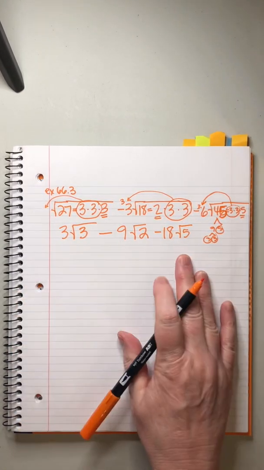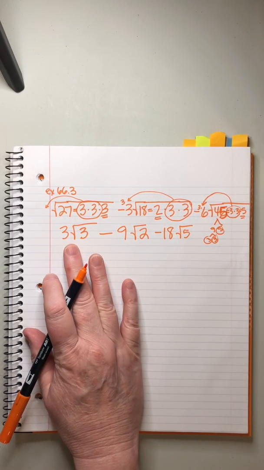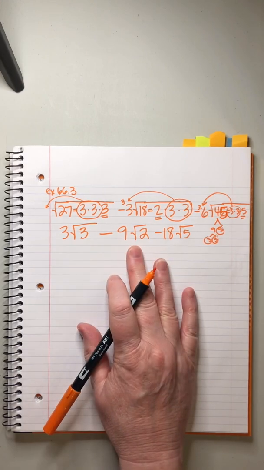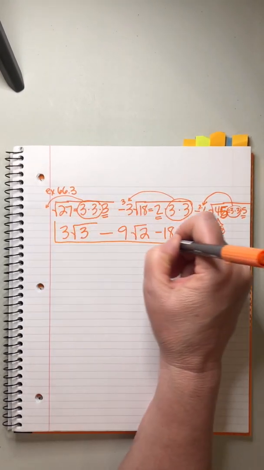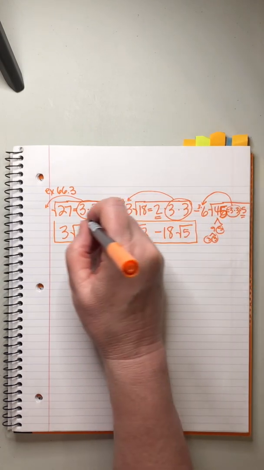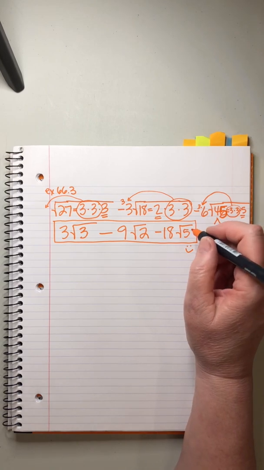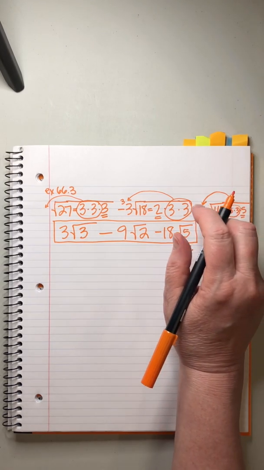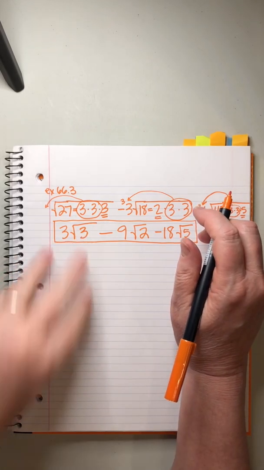All right, so I simplified these, and it looks really good, but nothing matches. But that's okay. This is the right answer: 3 square root of 3 minus 9 square root of 2 minus 18 square root of 5. We can't go any further in that problem, but at least we simplified each one of the radicals, and you know, they look pretty good, right? Okay, so that is some practice in simplifying radicals when we're trying to add them, right?